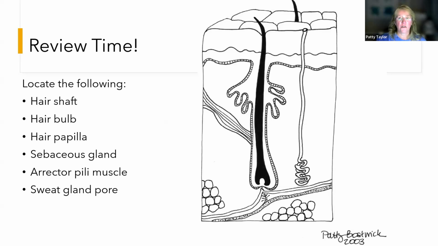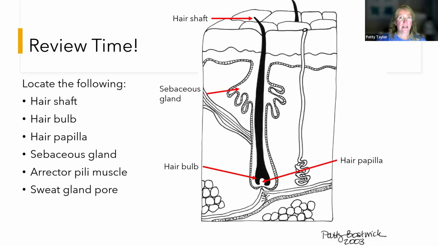All right, let's start with that hair shaft. That's the part that sticks up above the skin surface. The bulb and the papilla are at the bottom of that hair. That's where the growth is occurring for that hair. Sebaceous glands are always found associated with hairs. This is the erector pili muscle that stands hairs on end, makes them stand up straight, gives you goosebumps when you're cold. And then finally, here's a sweat gland pore.